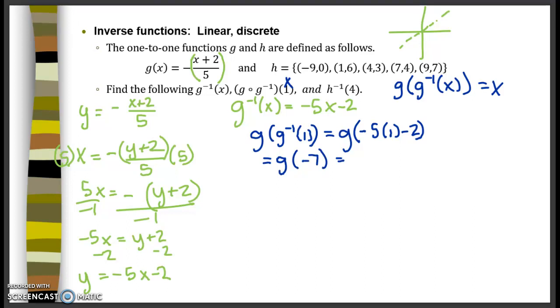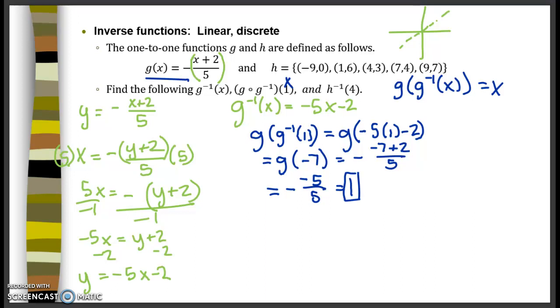G of negative 7 is negative, and I plug in negative 7 for x, plus 2 over 5. Where did that come from? That came from this function. And I'm going to end up getting negative 7 plus 2 is negative 5 over 5, which ends up being a positive 1. So I got what I wanted to get.